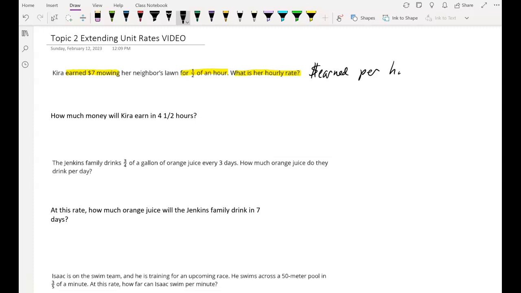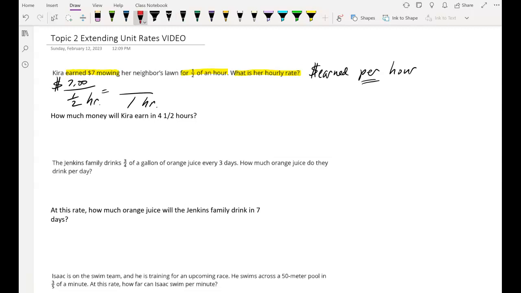per hour. Hourly rate. So remember, when we do proportions and unit rates, how we set them up is how it reads from left to right. The money that's earned per hour. So remember, per is that division line. So it shows here that Kira earned $7, and that's for a half an hour. We want to know the hourly rate. So how much is she earning for 1 hour?